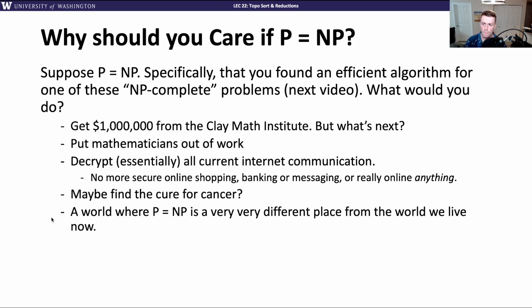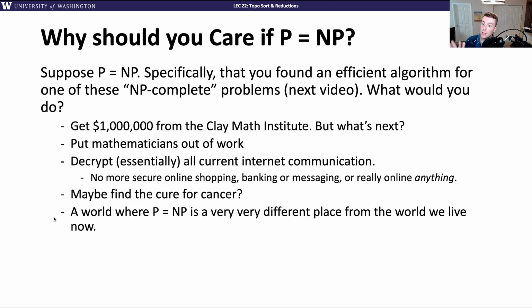But moreover, a world where P is equal to NP is a very, very weird and different place from the world that we live in now. The world we live in now assumes that solving problems is harder than verifying solutions. And if that assumption is not true, things can fall apart for good and for bad. Now, I did mention that this decrypting stuff would fall apart. That's technically true for a lot of things that are in use right now, but there are other tools that can be safe even if P is equal to NP. But a lot of the assumptions we make about the world would just be wrong, and there would have to be a lot of change.